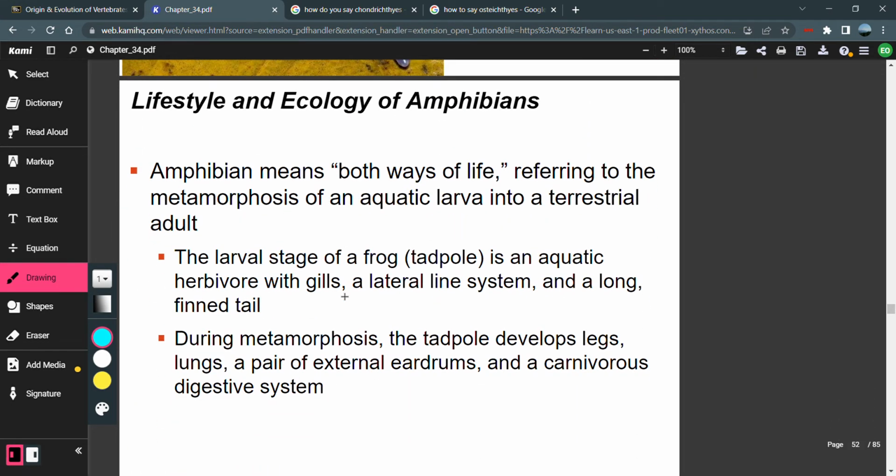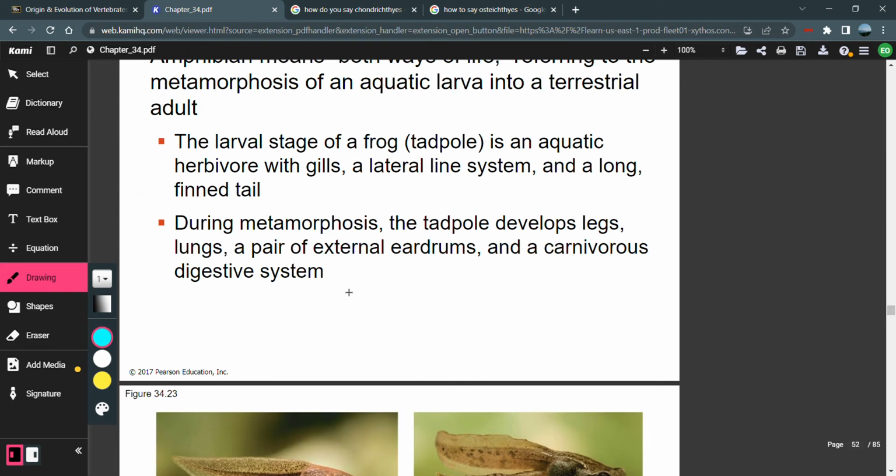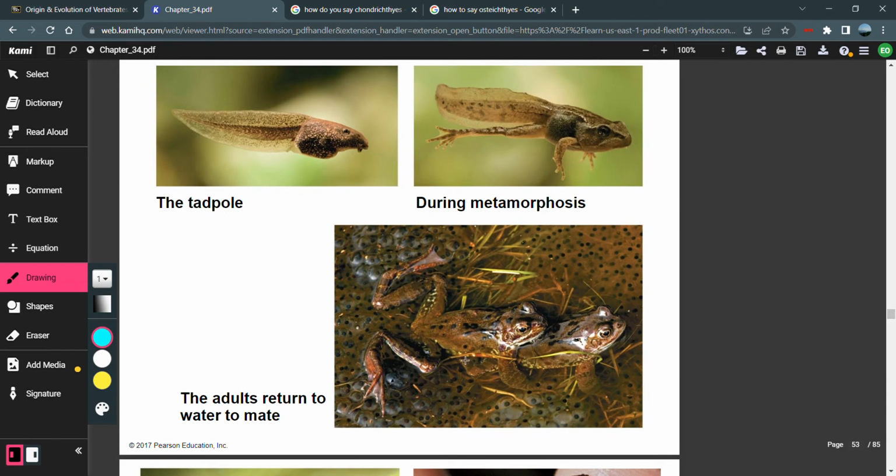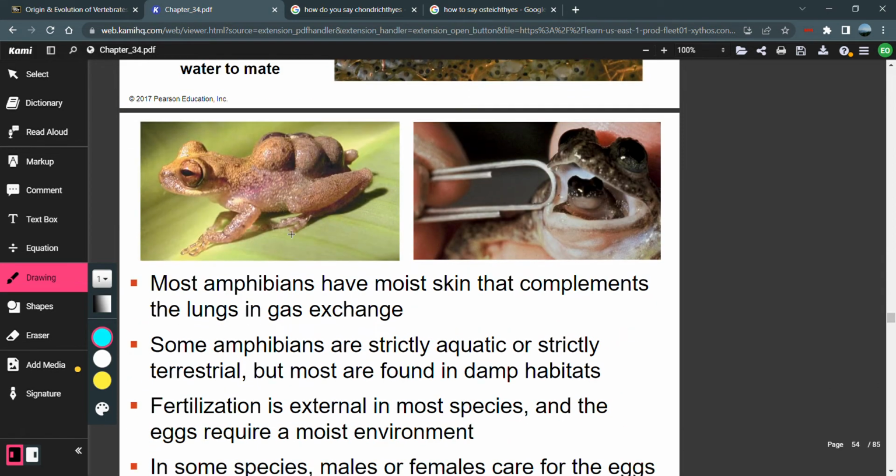So the lifestyle and ecology of amphibians. Amphibian means both ways of life, referring to aquatic larva and a terrestrial adult. So a frog starts as a tadpole, the aquatic larva, and then becomes the frog, which is a terrestrial adult. So here is our larva, tadpole, metamorphosis, and so on.